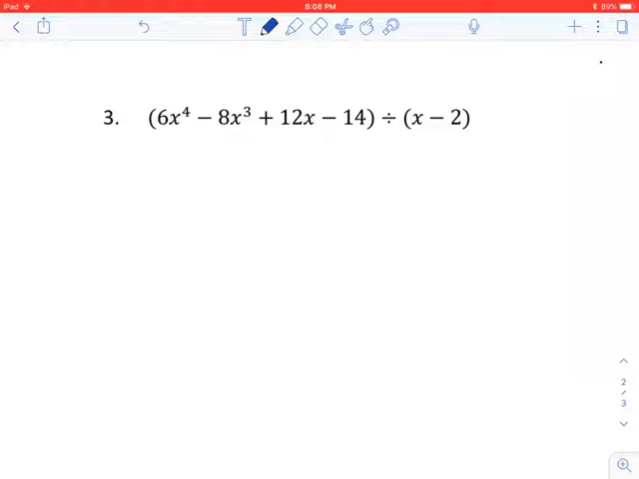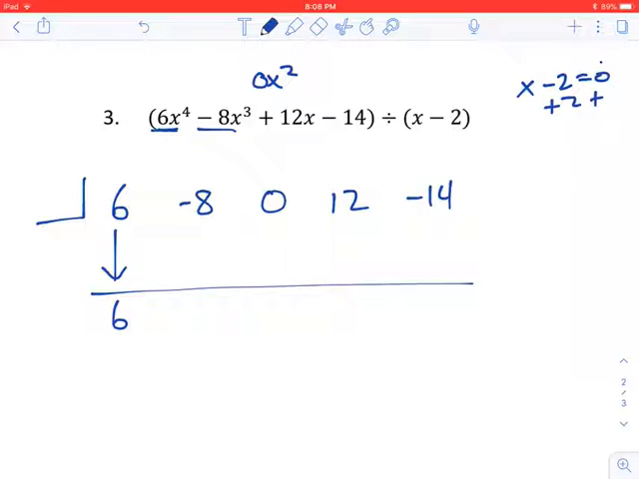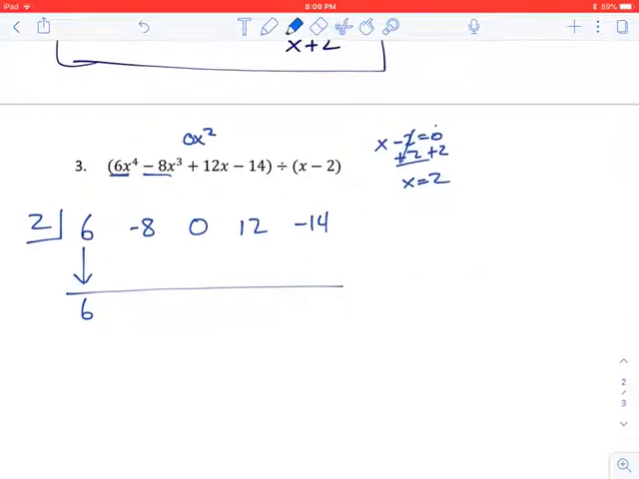This time we have a couple missing. So I've got 6. I've got -8. We're missing x squared, so I need 0 for the x squared. Then I have 12 and -14. Bring down the leading coefficient of 6. And then up here it's going to be +2 because x minus 2 equals 0. Add 2. So 2 is going to be my number that I'm multiplying by each time. And now we're ready to go.